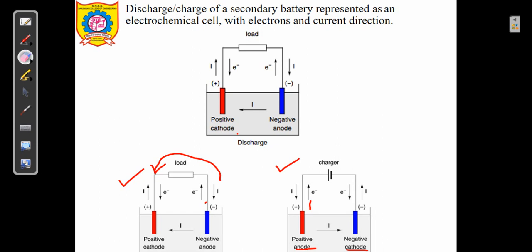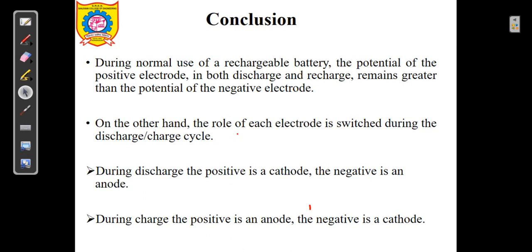So in this lesson, what we have learned is the basic reaction of anode, cathode, positive and negative. In conclusion, the role of each electrode is switched during the discharge and charging cycle. During the discharge, the positive is the cathode, the negative is the anode. During the charging, the positive is the anode and the negative is the cathode. So don't say that the cathode is positive and anode is negative, or anode is positive and cathode is negative. If I say the cathode is positive, it is applicable only for a battery that has only the discharging cycle. When the battery has both cycles, it is switched between the operations, as in normal rechargeable batteries.